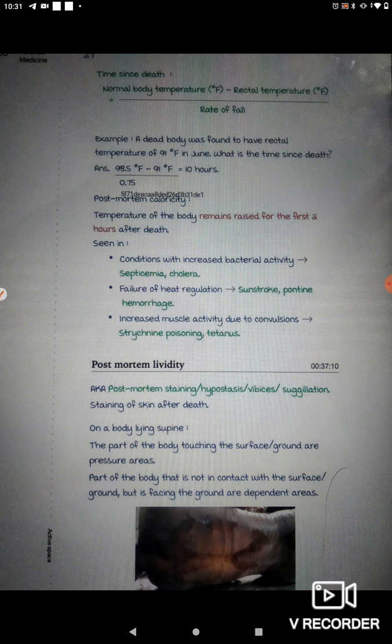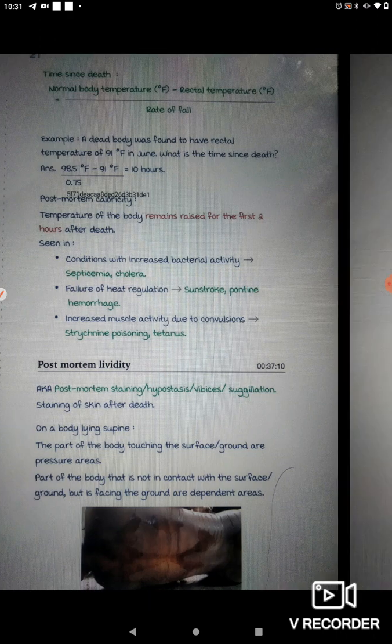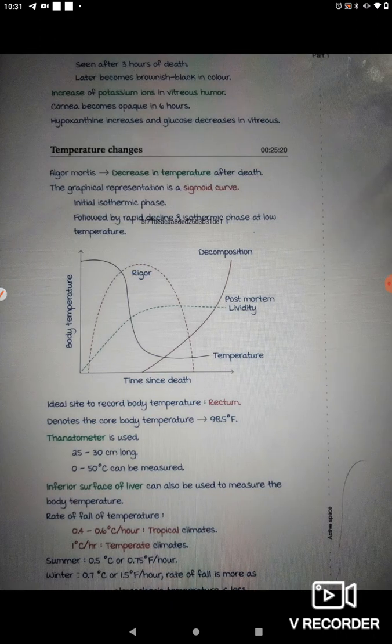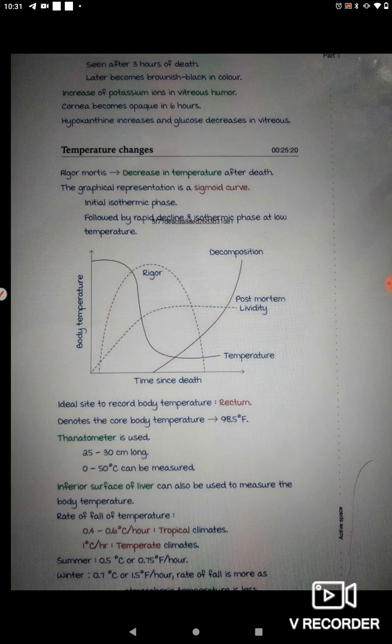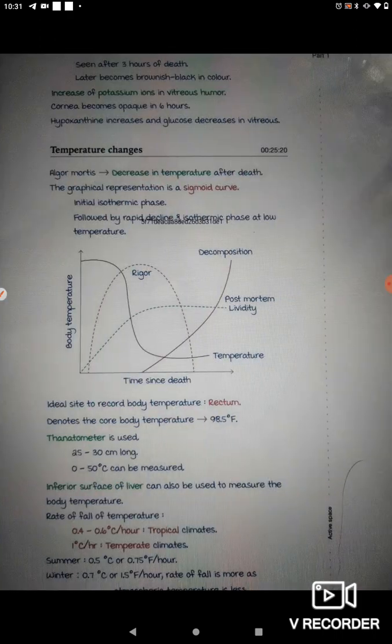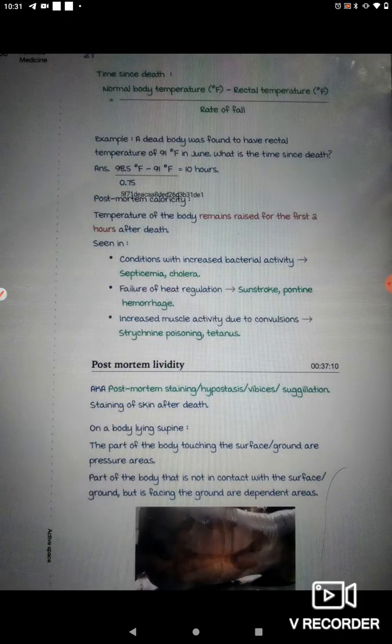Next, we can also calculate the time since death. Normal body temperature, that is 98.5, minus rectal temperature, divided by the rate of fall. The rate of fall we have seen is 0.5 to 0.75 in summer and 0.7 to 1.5 in winter.